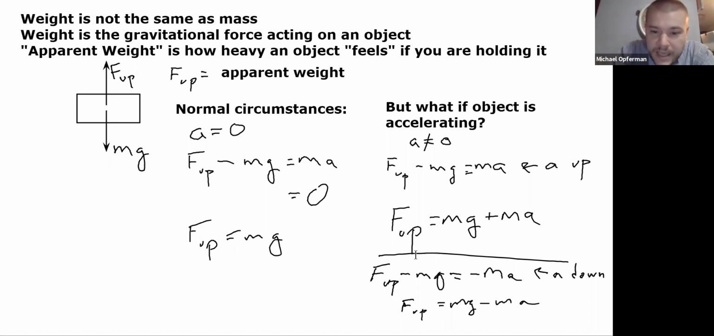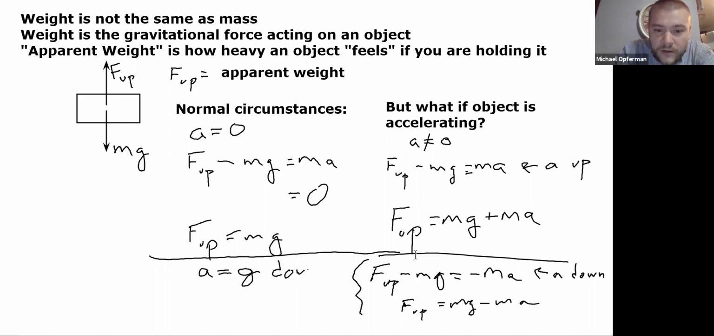So consider this last case here. What if the acceleration is g pointed downward? In this case, if you plug that in, you'll get that the apparent weight is mg minus mg equals 0. So the object has apparent weight 0. What does that mean? That is what we think of as being weightlessness. That's what we normally call weightlessness.